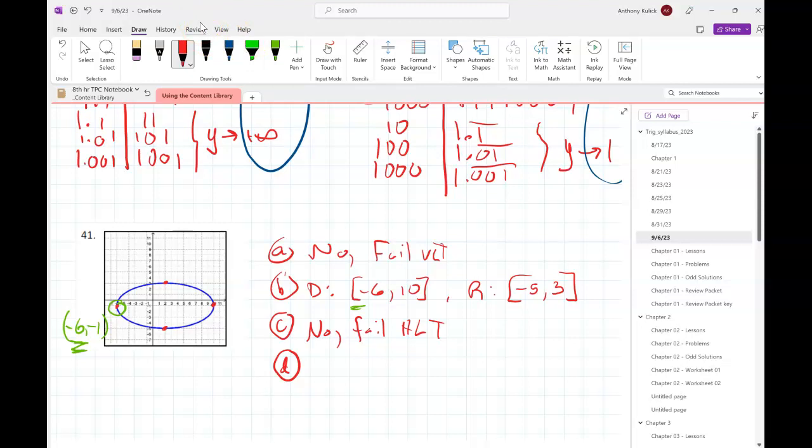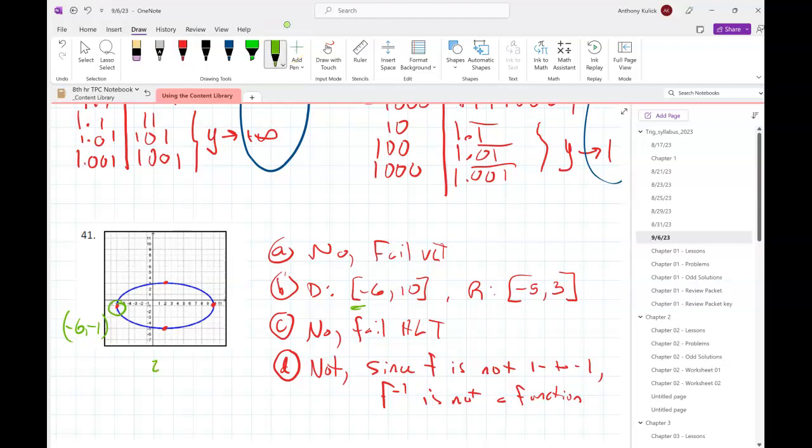Part D asks whether the inverse relation is a function or not. We'd say not. Since f is not one-to-one, f inverse is not a function. And then part E asks us to draw the graph for the inverse here.